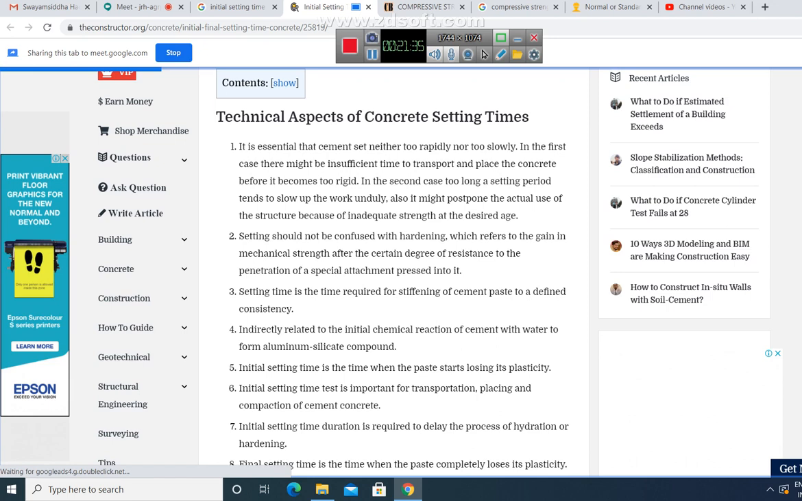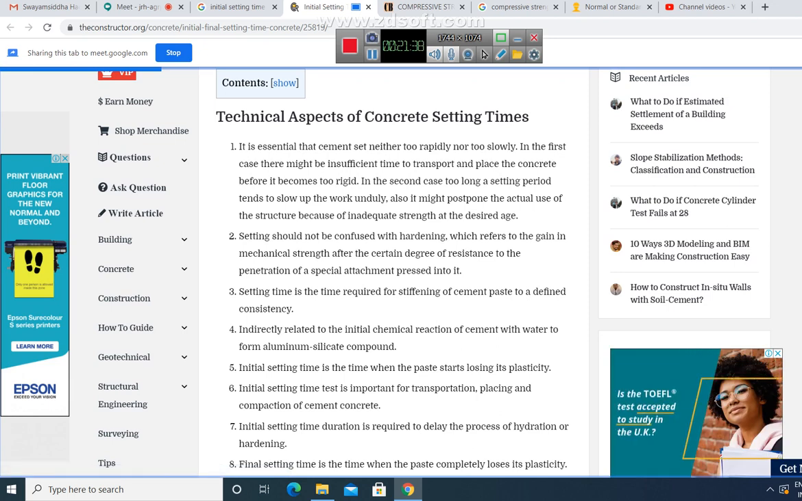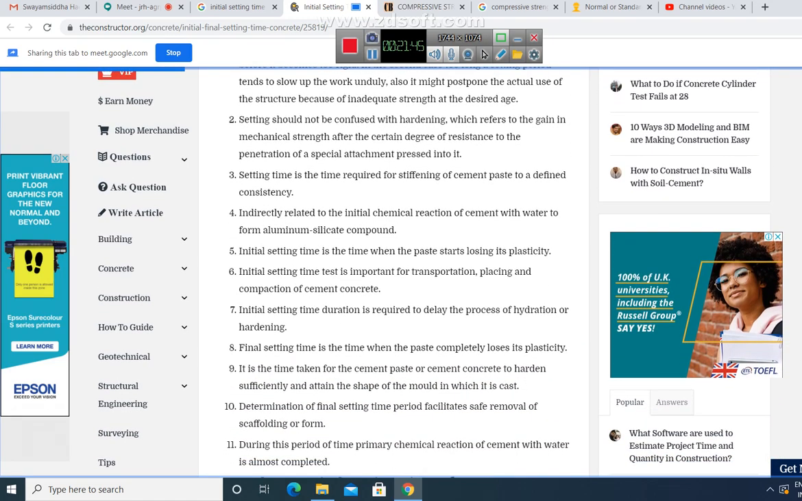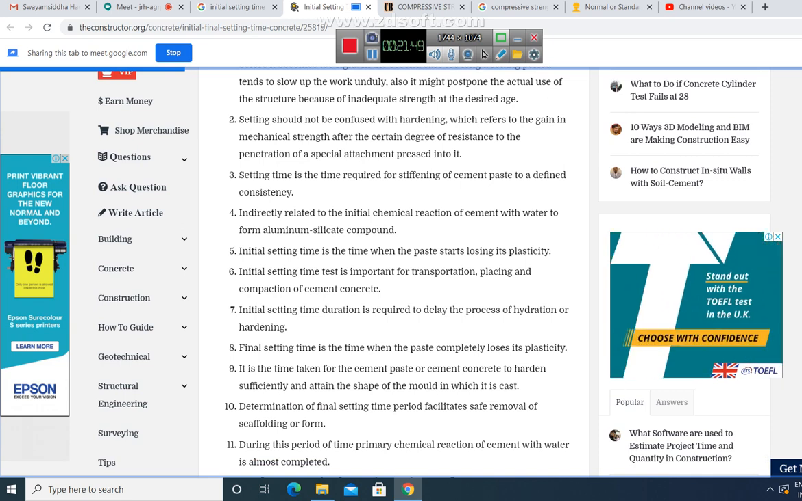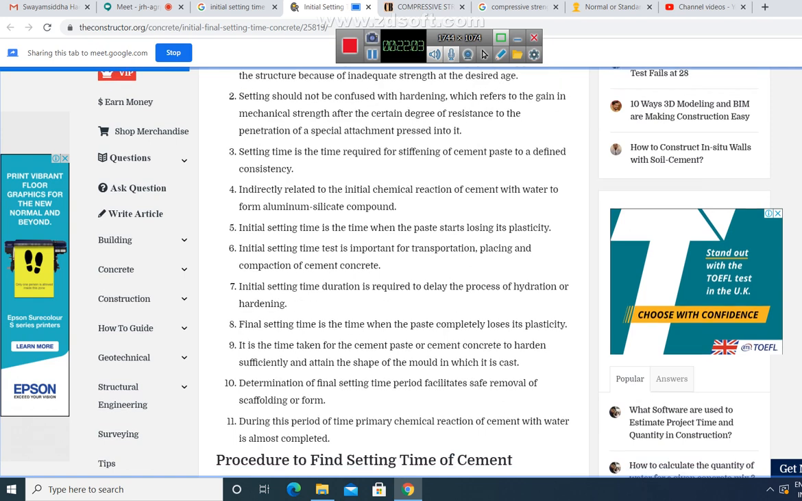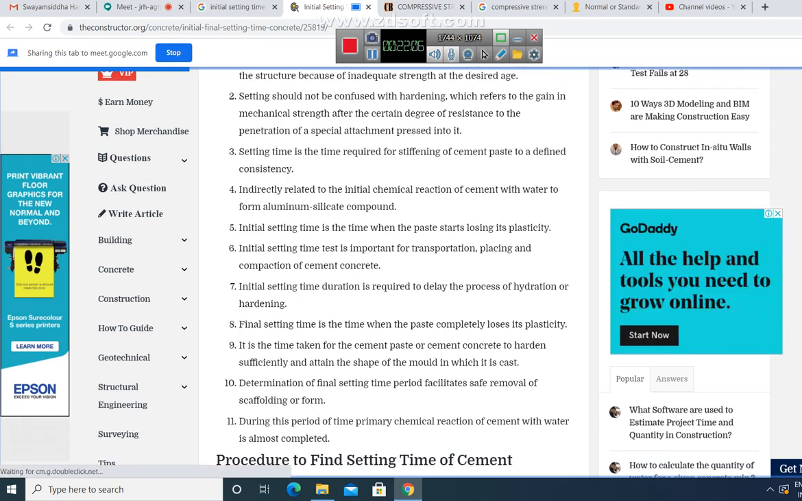Now, some technical aspects of cement setting time. What do you mean by setting? I already told you that setting and hardening is not the same. Setting means the specimen will start to lose its plasticity, but hardening means the specimen will start to gain mechanical strength. The specimen will be gaining mechanical strength. That is known as hardening. Now, setting time is the time required for stiffening of cement paste to a defined consistency.